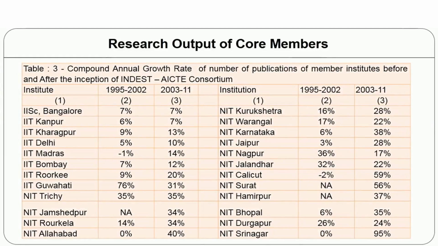So after the establishment of the INDEST consortium, the number of research publications has increased multifold. However, the number of publications cannot be considered as the sole criterion for measuring productivity of institutions. Other criteria that may also be considered are the number of faculty, number of research scholars, patents and research projects, research reports, honors or awards received by the member institutions.